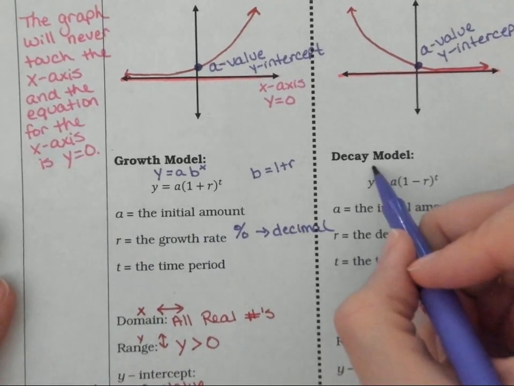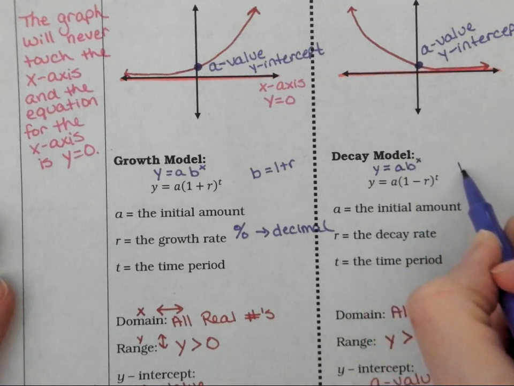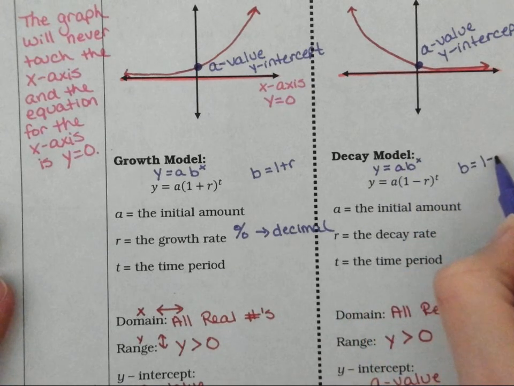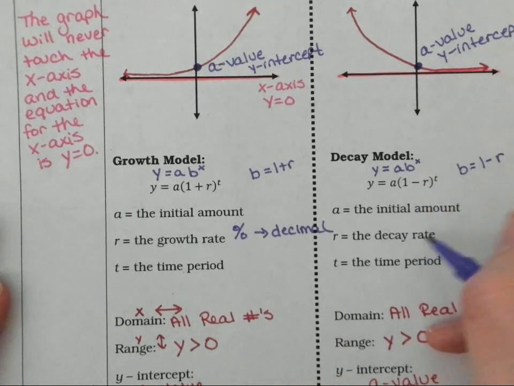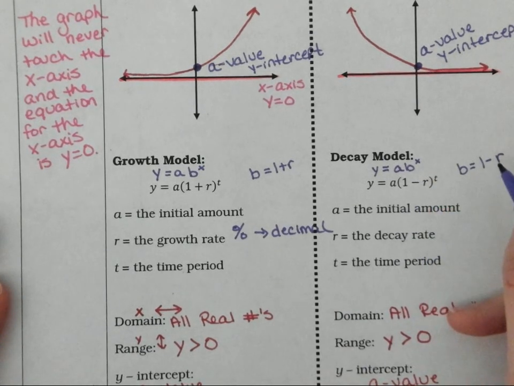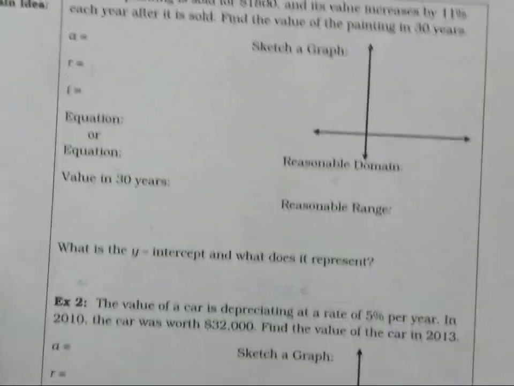On the decay model, it's the same thing. You'll see y equals a times b to the power of x, but your b is going to equal 1 minus r. And r, again, will be your rate, and we'll have to change it from a percent to a decimal. So now let's look at the word problems.